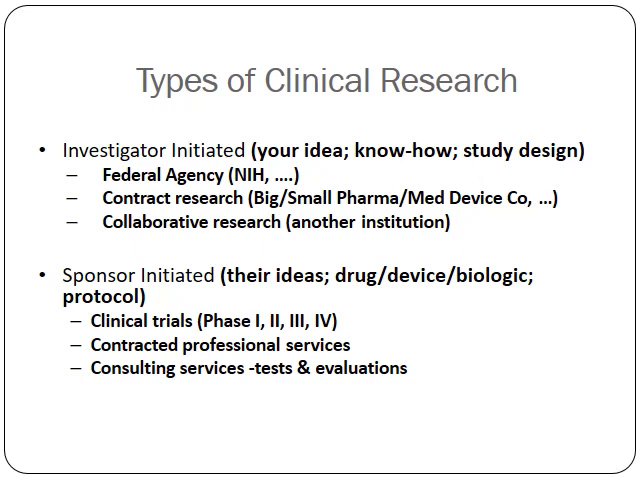Types of clinical research. Clinical research can be of various types. We have some research which is investigator initiated, which means that it is started by an investigator who has an idea to conduct the trial. The research can also be conducted by federal agencies like NIH, the National Institutes of Health, contract research, which can be big and small pharmaceutical companies, and also medical device companies. We can even have collaborative research with other institutions.